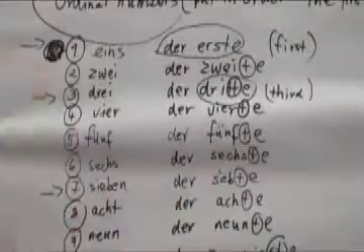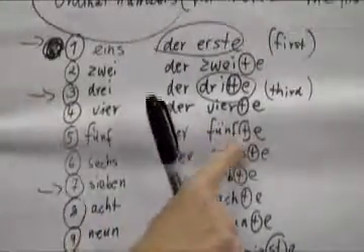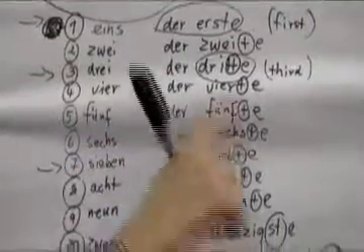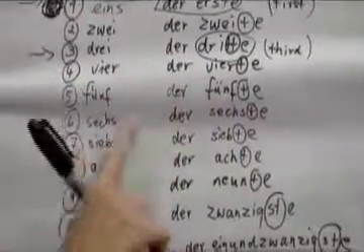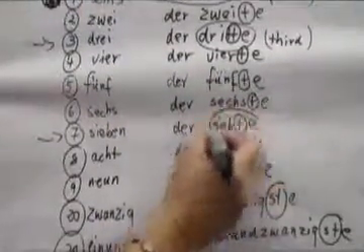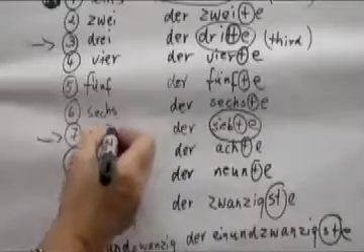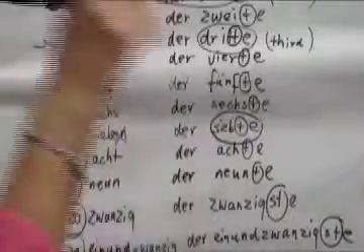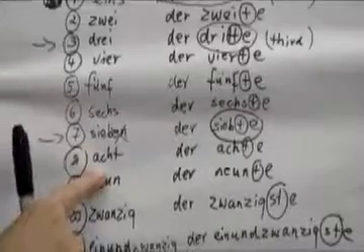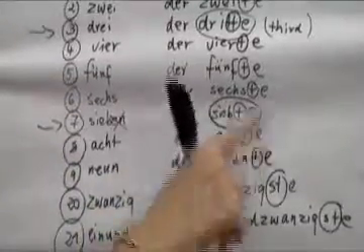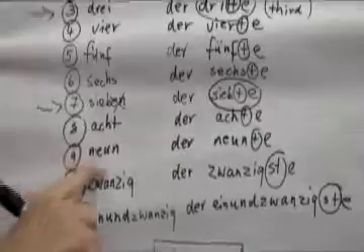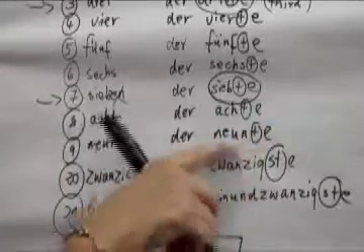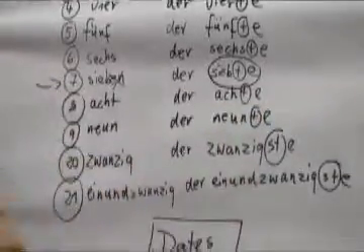Vier, der vierte. Fünf, der fünfte. Sechs, der sechste. Sieben, der siebte. Here we drop off the EN. Remember, we did that before when we learned the numbers. So we use the short form, der siebte. Acht is regular again. Basic number plus E. Neun, der neunte, basic number plus TE.